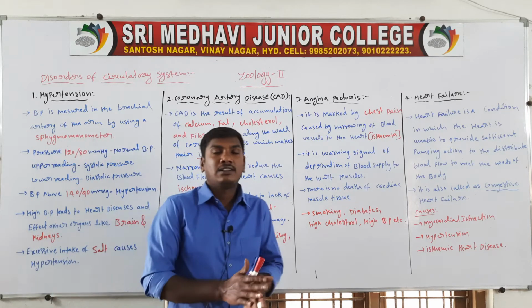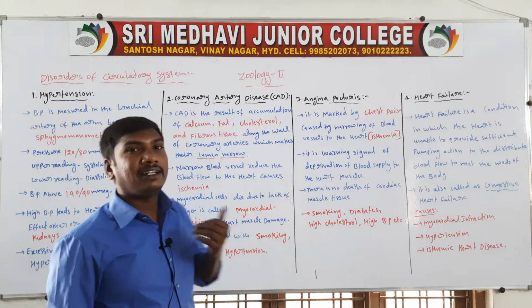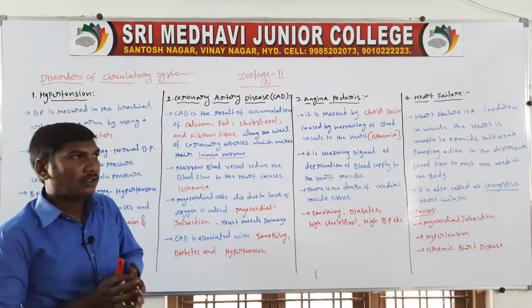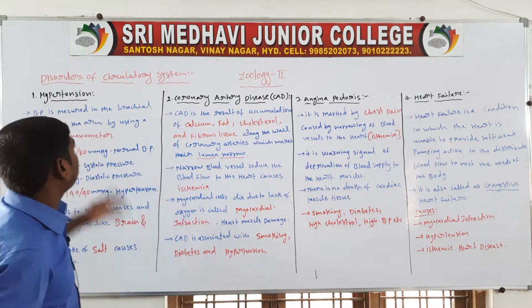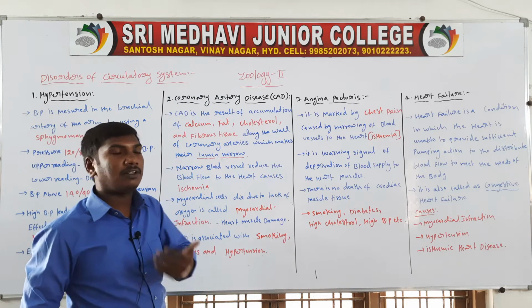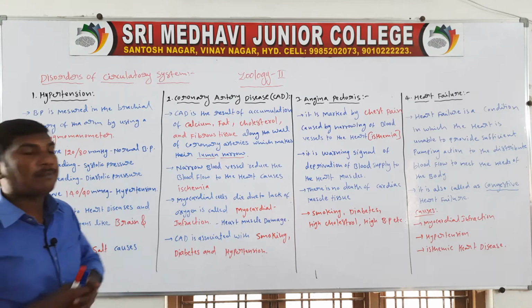Hello everyone, we will discuss disorders of the circulatory system. There are majorly four disorders of the circulatory system. First one, hypertension.